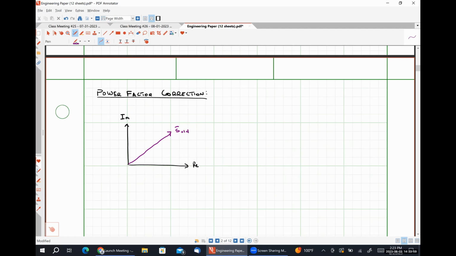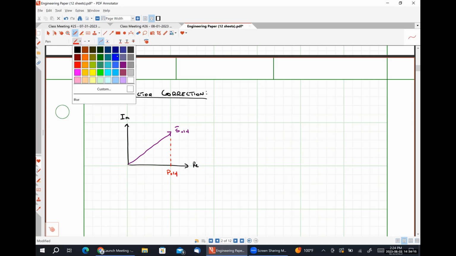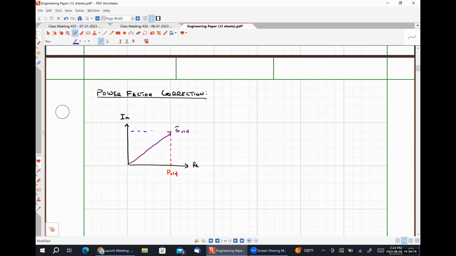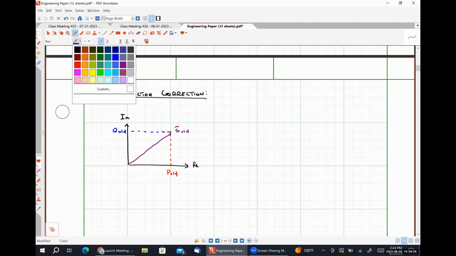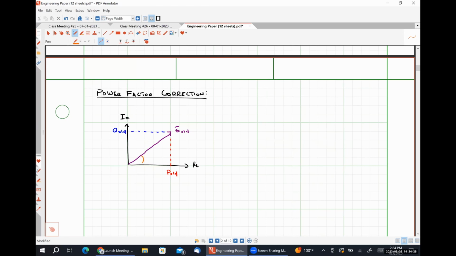Okay. So as we learned in class Tuesday, the real part of this complex power is the average power. So this is going to be P old. And the imaginary part of this complex power is going to be Q old. And then we will form a power factor angle theta old with respect to the positive real axis, like so.